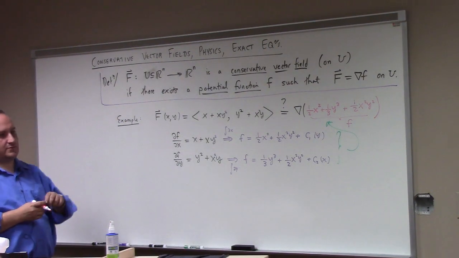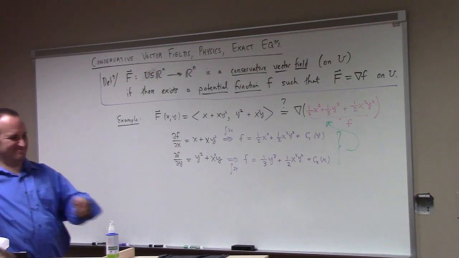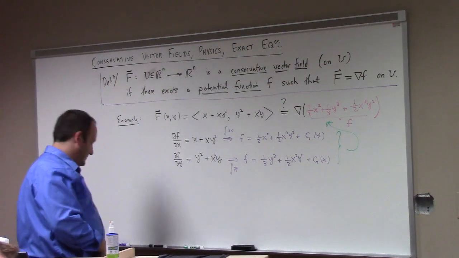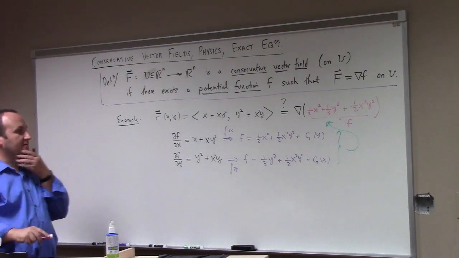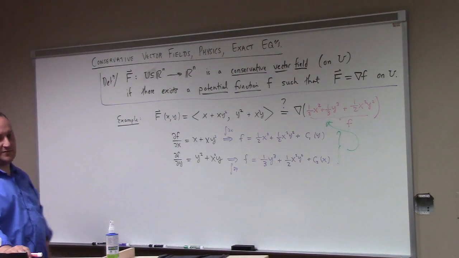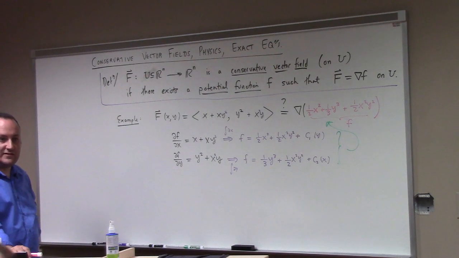Right? You can see that, well, maybe you could see it. I can't quite see it. Oh well, I tried. If you take the gradient of that function, you get back the vector field, right? Which shows you, by definition, it's conservative. Where is it conservative? On what domain?